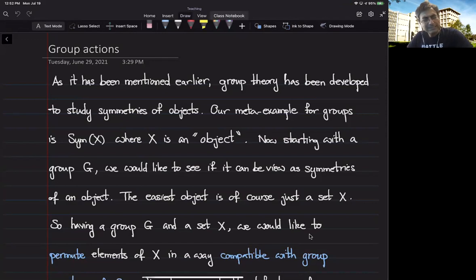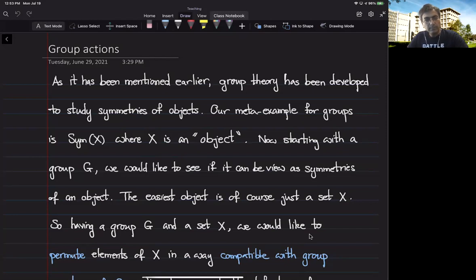Okay, let's try to understand what is group action. In order to motivate the definition of group actions, let's go back to how we motivated group theory. As we have mentioned many times, group theory is about understanding symmetries of objects. The meta-example that we have for groups is symmetries of an object X.